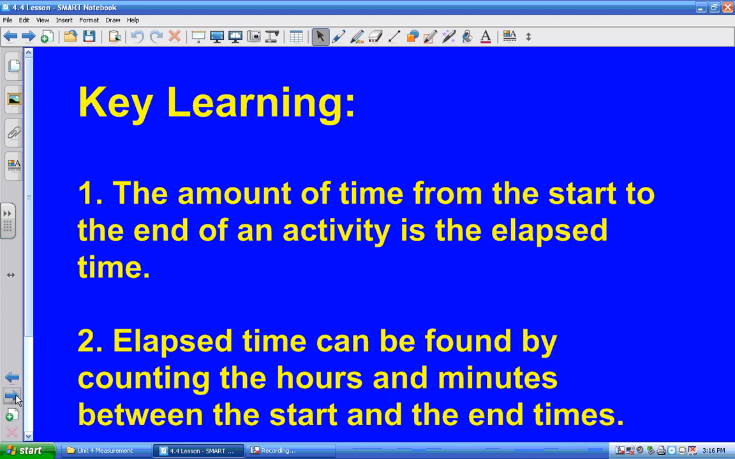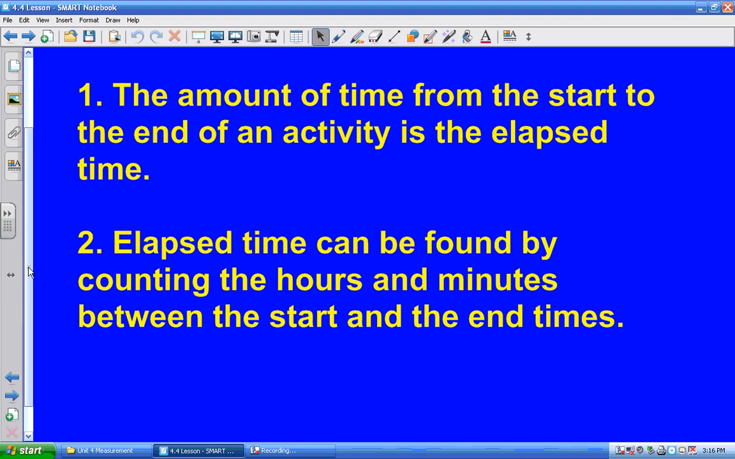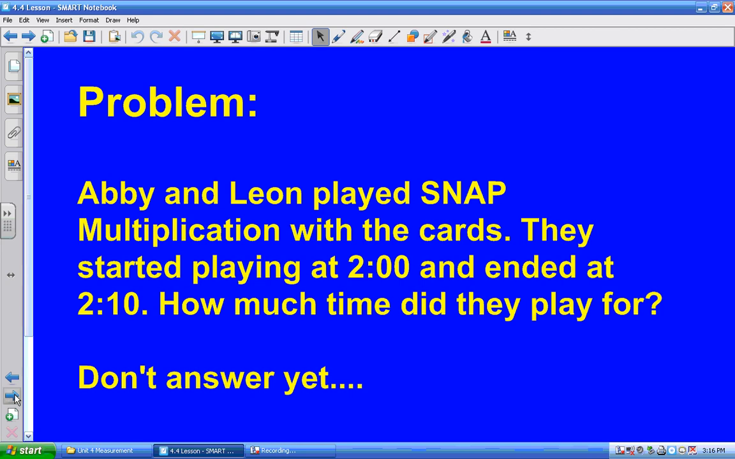The second thing we have here is elapsed time can be found by counting the hours and the minutes between the start and the end time. Now we're going to continue and do just the amounts in 5-minute increments, or 5-minute jumps, today. We'll be doing the other times a little bit later. So, here's our first problem.